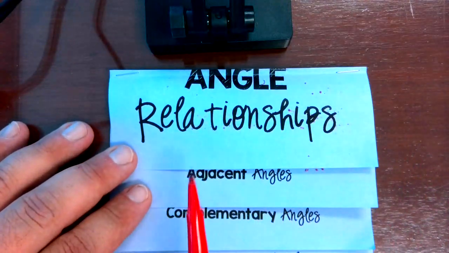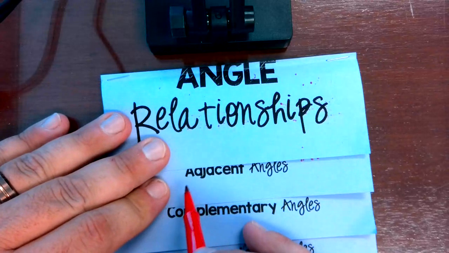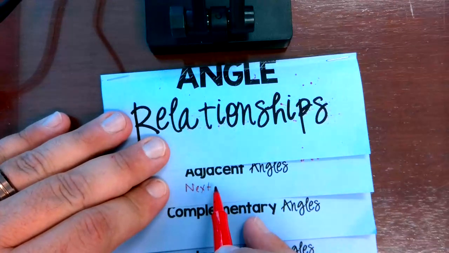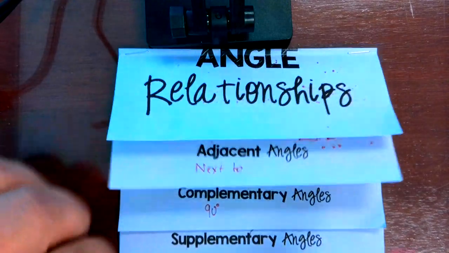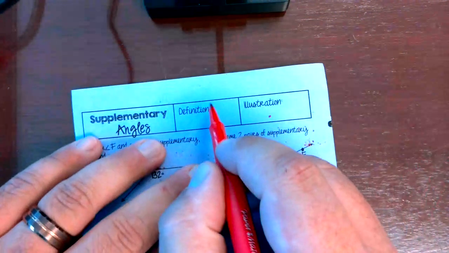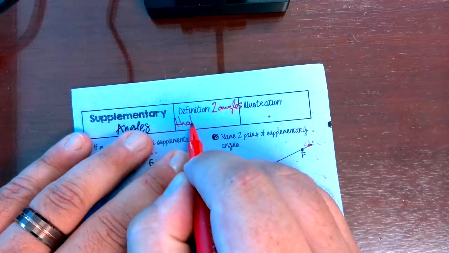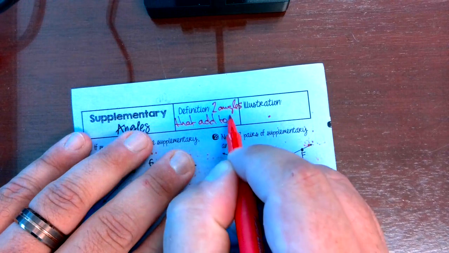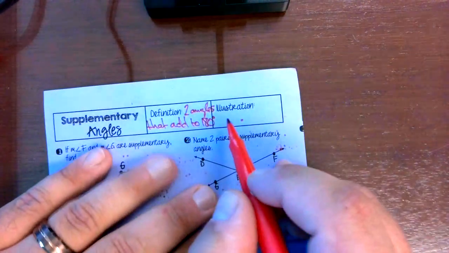Okay, we've talked about these angle pairs: adjacent angles, angles that are beside each other, next to each other, and complementary angles, which add to 90 degrees. Now we're going to talk about supplementary angles. Supplementary angles are two angles that add to 180. So complementary add to 90, supplementary add to 180.